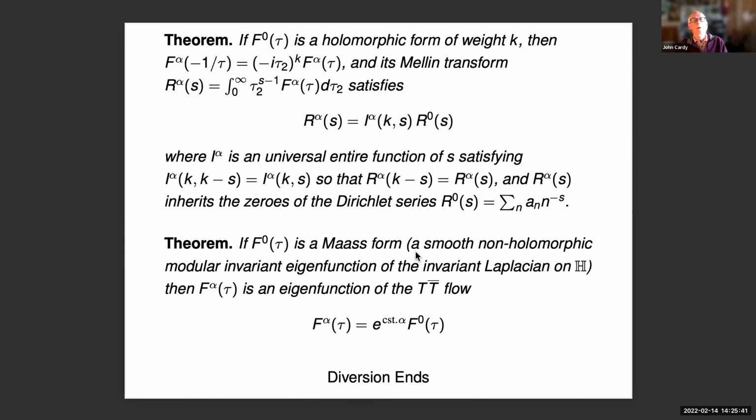Then a Maass form is essentially a smooth, non-holomorphic modular invariant, which happens also to be an eigenfunction of the invariant Laplacian on the hyperbolic plane. Then, in fact, what we find is that a deformed version of a Maass form using the same prescription as before is just a constant depending upon alpha times the original Maass form. So essentially all Maass forms are eigenfunctions of the TTbar flow. So there's a very close connection between the TTbar deformation and Maass forms. Any questions about that before I end the diversion?